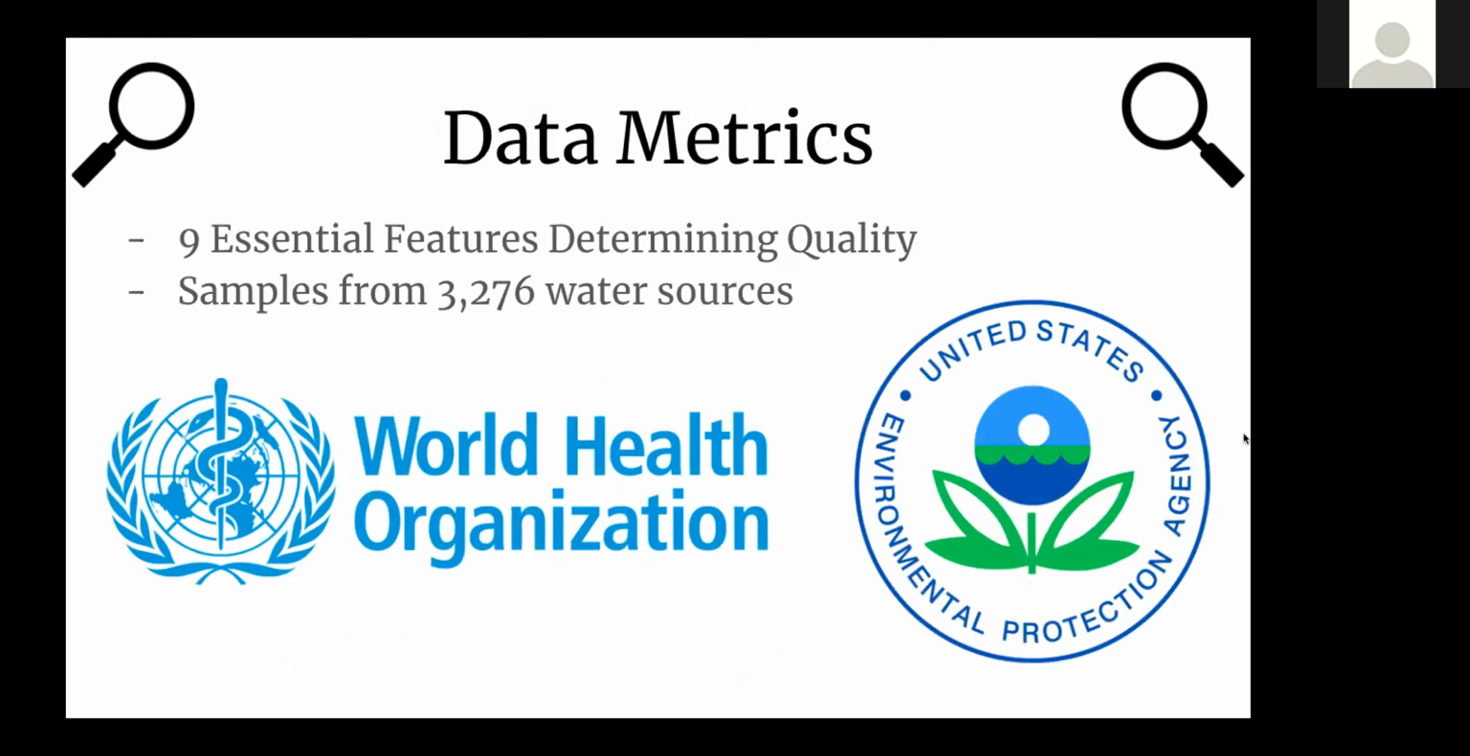All right. So there are 9 essential features in determining water quality, according to the World Health Organization and the U.S. Environmental Protection Agency. Our data includes samples from 3,276 different water sources, but even with such a large quantity of data, unfortunately, it's not as pristine as we'd like. Some values are missing from the key features, so we employed some various methods to combat that missing information.